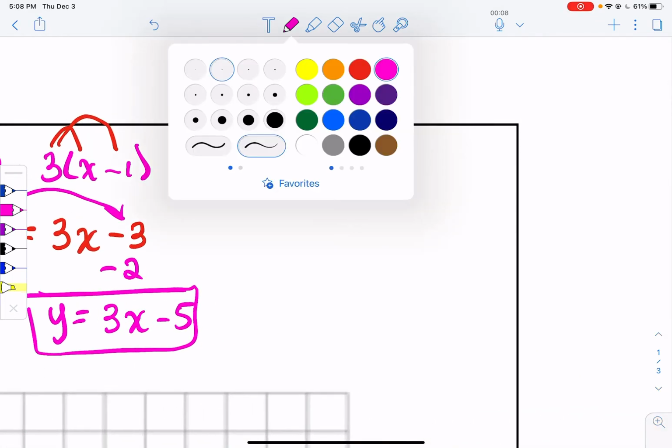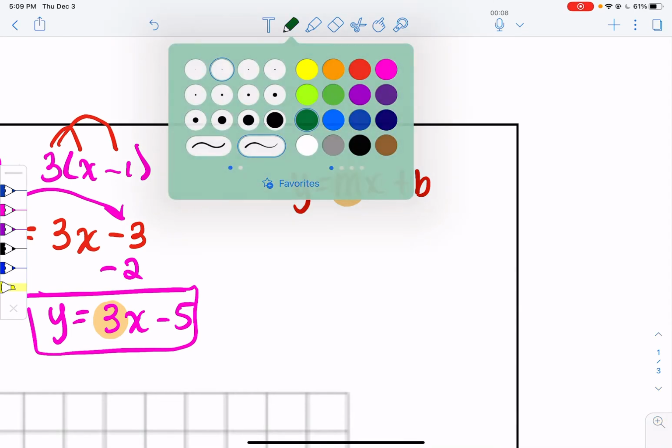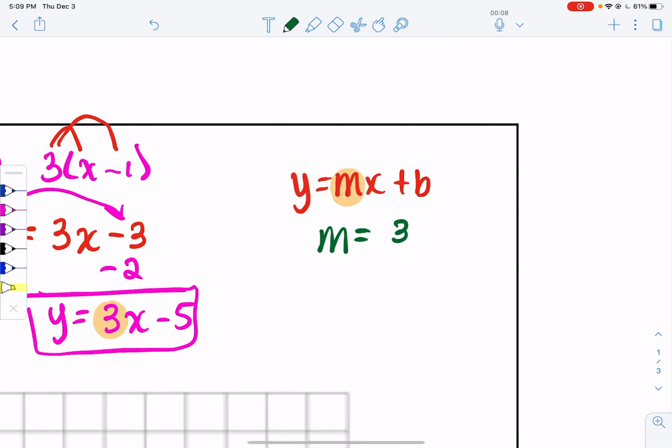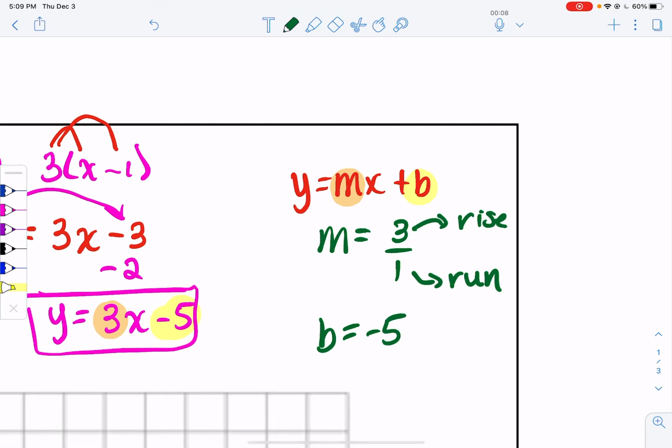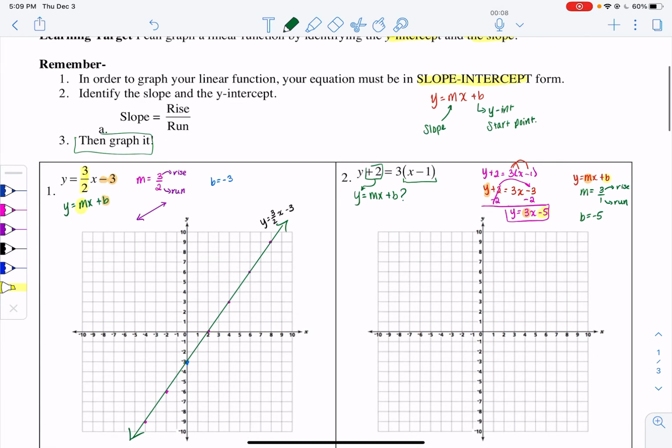So remember, y equals mx plus b. The number attached to my x is my slope, so in this case it's a 3. But whenever you have a whole number, I always put it over 1. That way I know I have to run a little. So I rise 3, and I run 1. Now the number hanging out by itself is my y-intercept. So in this case, it's a negative 5. So I have a positive slope and a negative y-intercept.